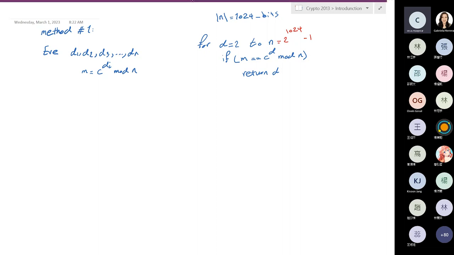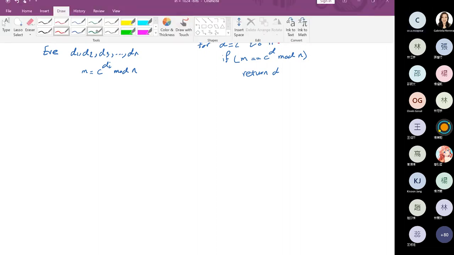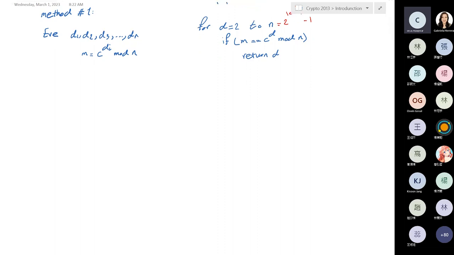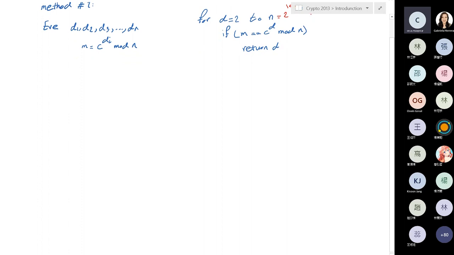I would have some computation over here for you to figure out: how long will it take to do this sort of computation? So this is one way for Eve to break this system, given the information.